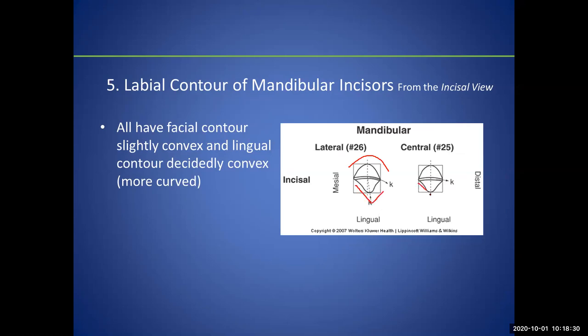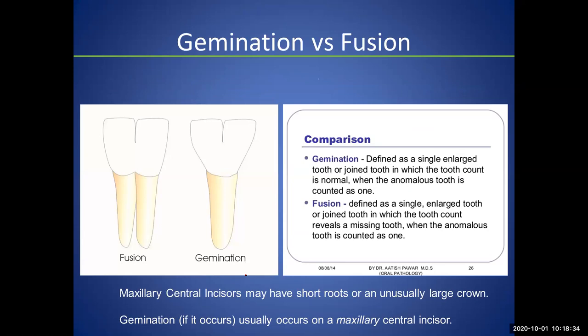And the lingual is more. So when we're talking about anterior teeth, we also need to talk about gemination and fusion. You're going to be getting this also in radiology. Maxillary central incisors may have short roots, okay, or an unusually large crown. So they can be dwarfed roots.